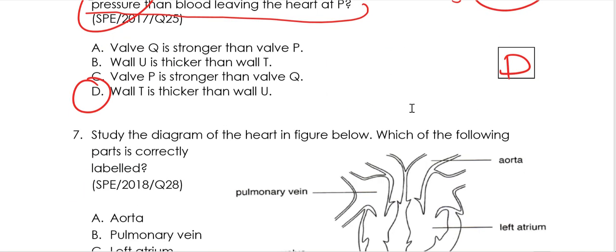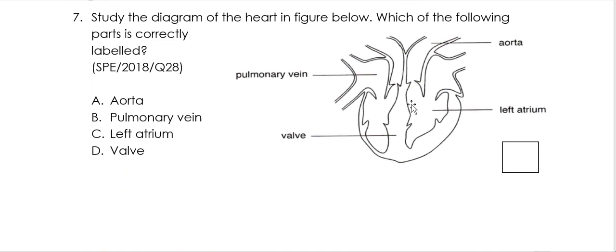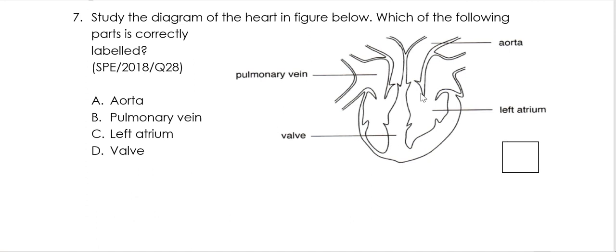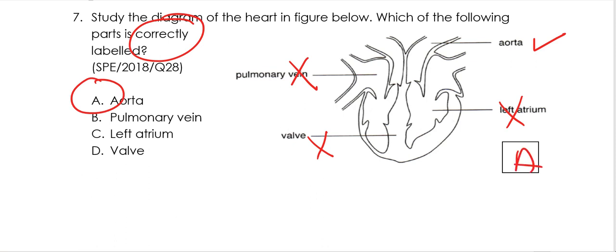That's D. Study the diagram of the heart below. Which of the parts is correctly labeled? So aorta, yes, this is correct. Pulmonary vein, so this one is incorrect. Oh wait, hold on. That's not a valve either. This one's incorrect. Yeah, and this one is the left ventricle. Yep, so this one's asking about correctly labeled. So the only correctly labeled one there is the aorta.